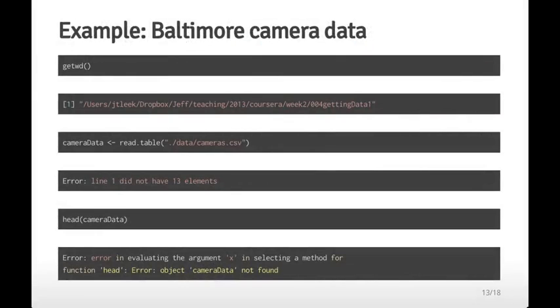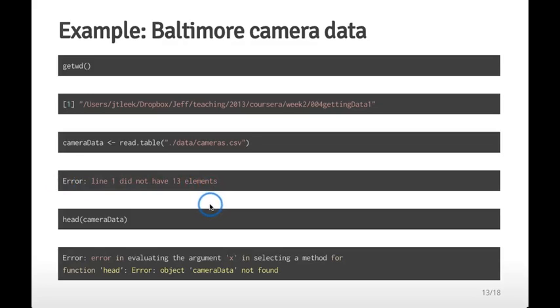So for the Baltimore camera data, here's an example. So we can, again, get our working directory, and we see that we're in the getting data directory here. And so if we want to load in the camera data, we can use read.table. And we can again use relative paths. So ./ refers to the getting data 1 directory. We want to look in the subdirectory data and load in the file cameras.csv. And if you do this directly without giving read.table any parameters, you'll get an error. It says line 1 does not have 13 elements.